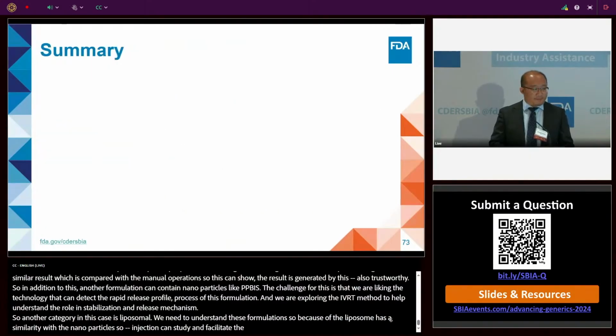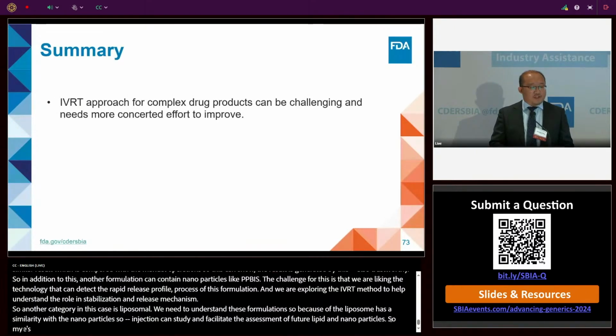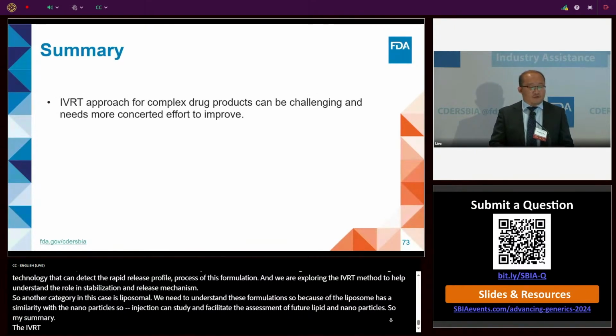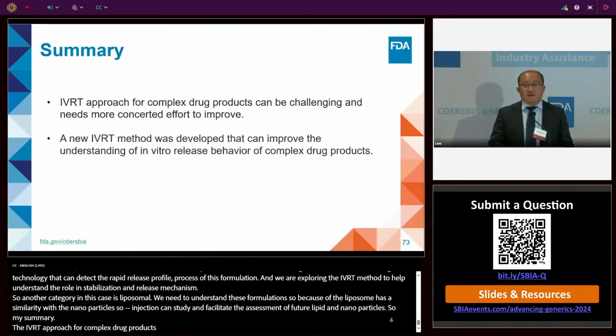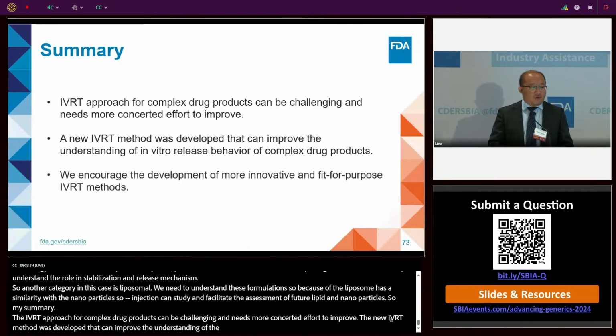So here is a summary. IVRT approach for complex drug products can be challenging and needs more concerted effort to improve. And a new IVRT method was developed that can improve understanding of the in vitro release behavior of complex drug products. And lastly, we really encourage the development of more innovative and fit-for-purpose IVRT methods.